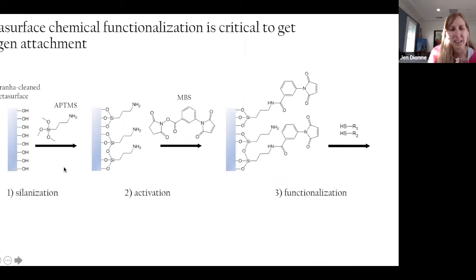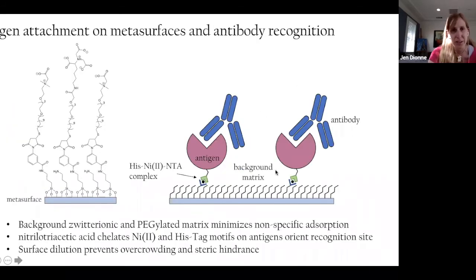I also have a really amazing team of chemistry students who have worked on tricks to control the surface functionalization, so that we can selectively attach the antigens to the surface. So the idea is to use a pegylated matrix, so that we don't have any absorption of other proteins that might be on the surface. So we maximize specific absorption.